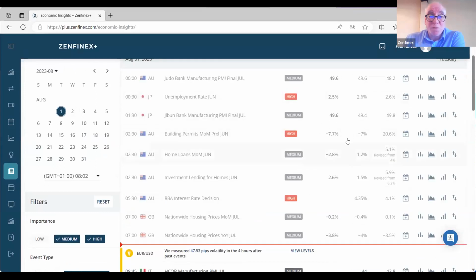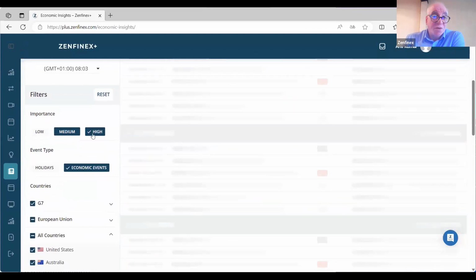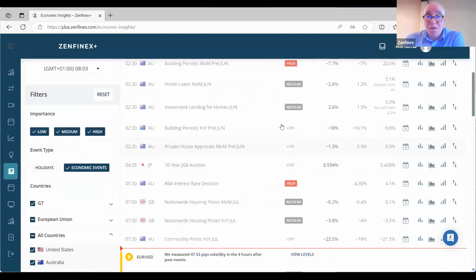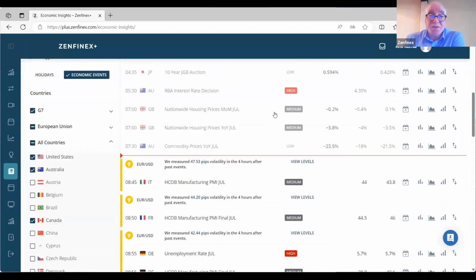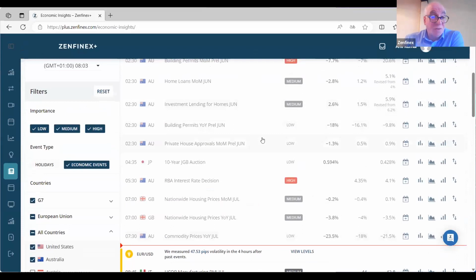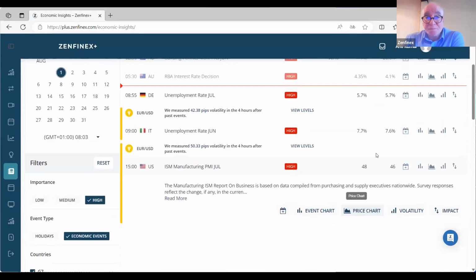So it's Tuesday, 1st of August. And I'm going to get rid of the medium impact news. I'm just focusing on the high impact news. If you want to look at all news coming up, it gives you a very detailed list, depending on which country or which currency you may be interested in trading. But I'm just going to focus on the high impact.